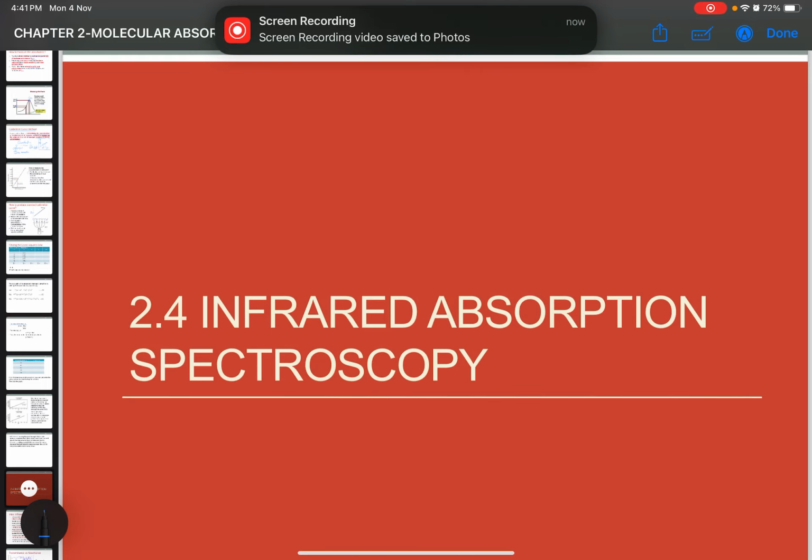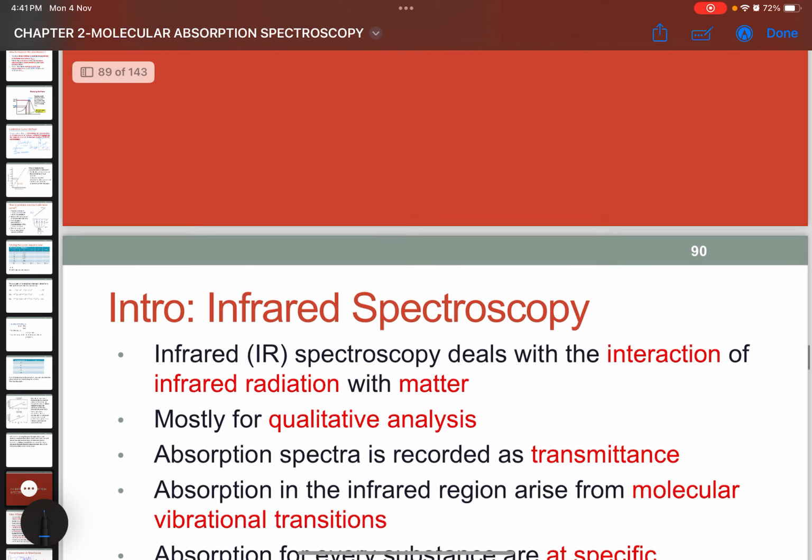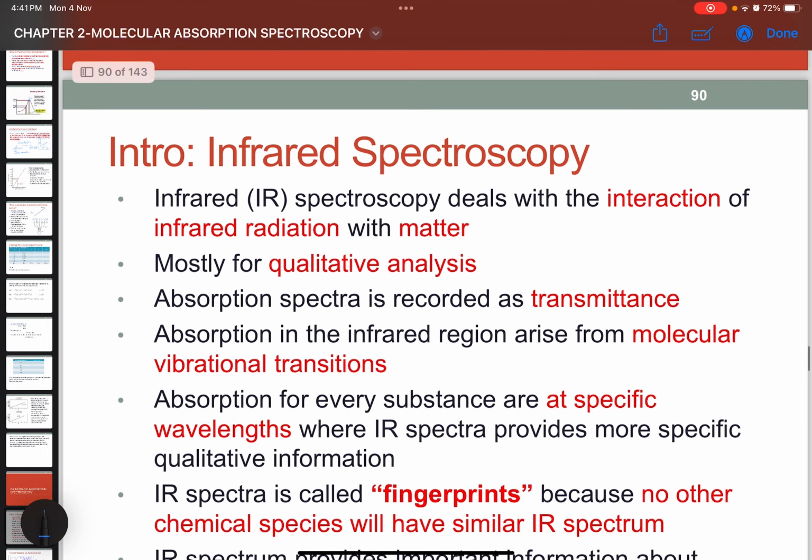We continue our lesson with the next subtopic, which is IR, infrared absorption spectroscopy, another subtopic, the last subtopic, inshallah, in chapter 2. Okay, so let's look at the content of this subtopic.